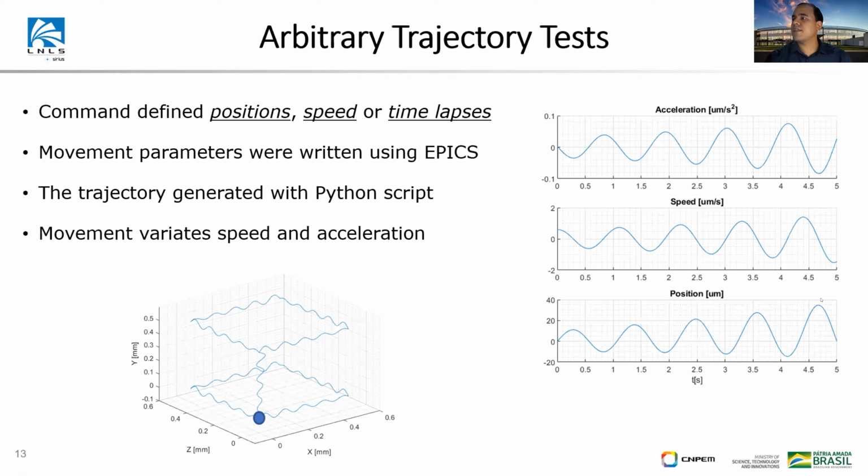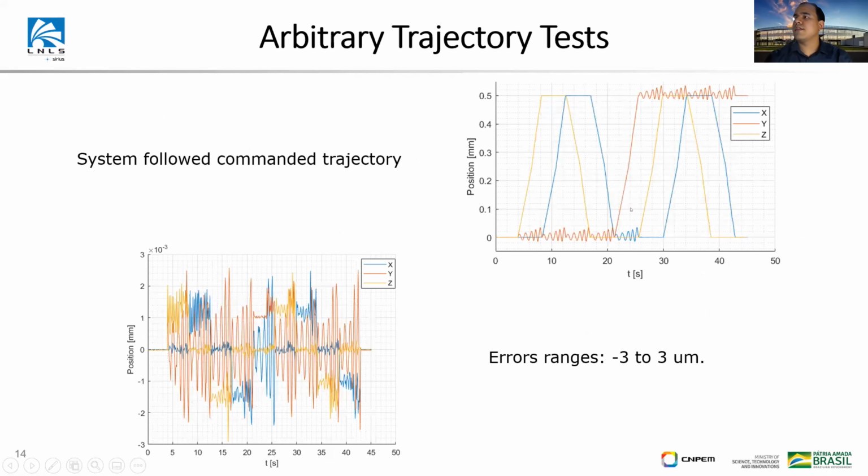So we generated it and we downloaded it into the control system. And this is the logged data against the time. You can see that at each edge, there is 1 degree of freedom that varies linearly, and the other one varies according to the previous plots. We can see that the error ranges from -3 to 3 microns, which is quite enough to control our system. And we validated the arbitrary trajectory functionality.